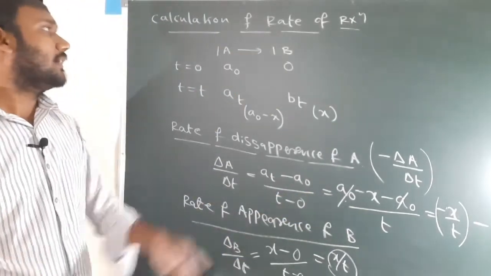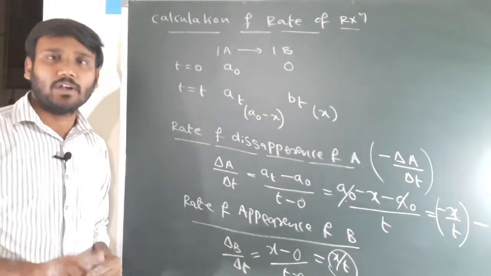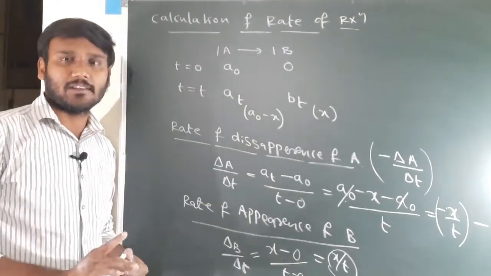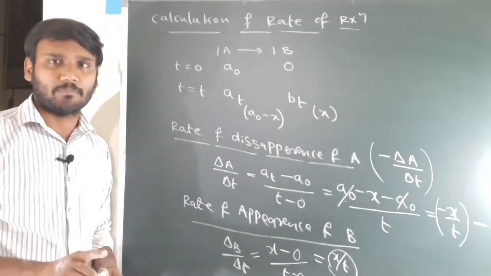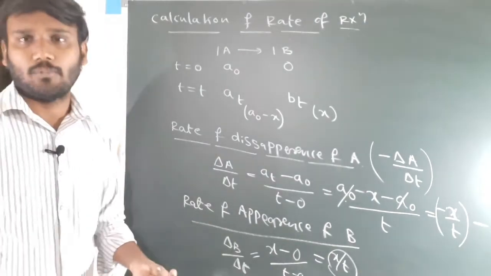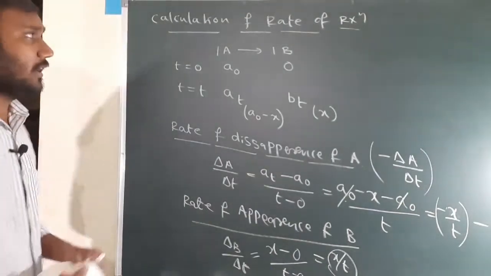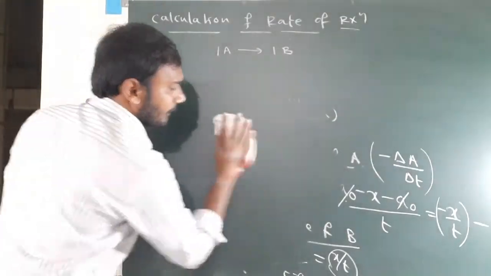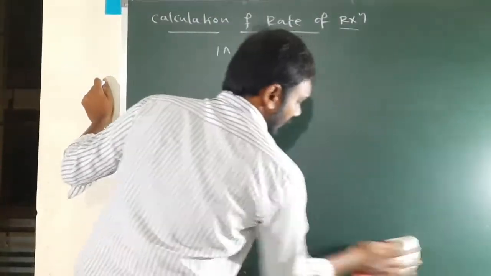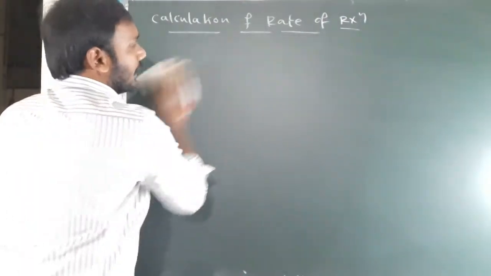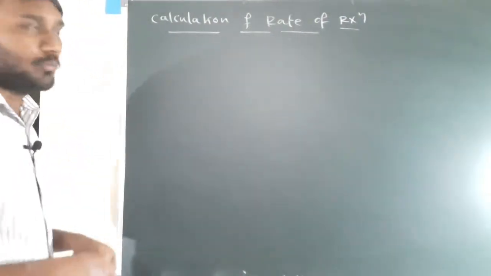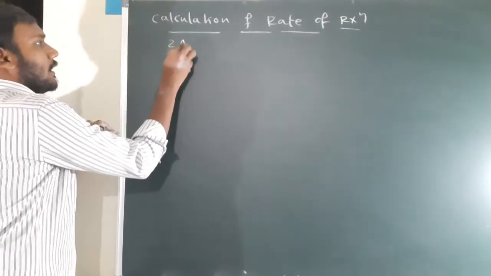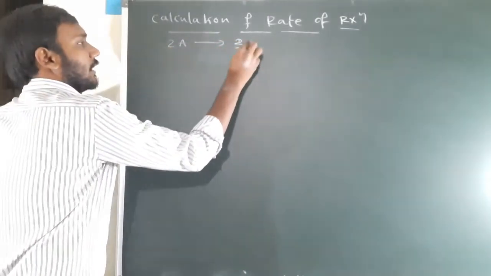So this is the calculation of the rate of reaction when the number of moles of the reactant is 1 and the number of moles of the product is also 1. Let us see one more example, with concentrations where I take 2 moles of A and 3 moles of B. For example, 2 moles of A I am taking and 3 moles of B.